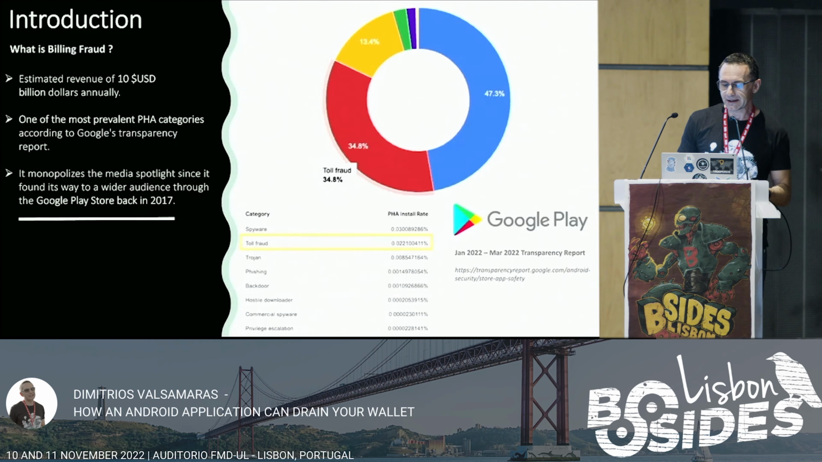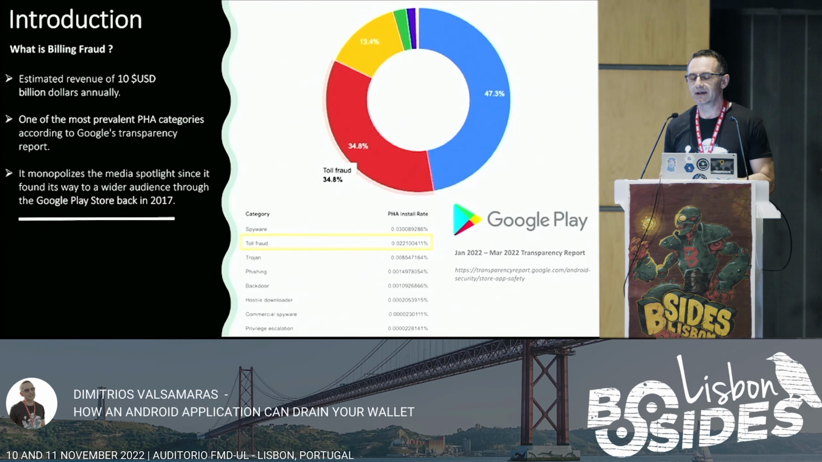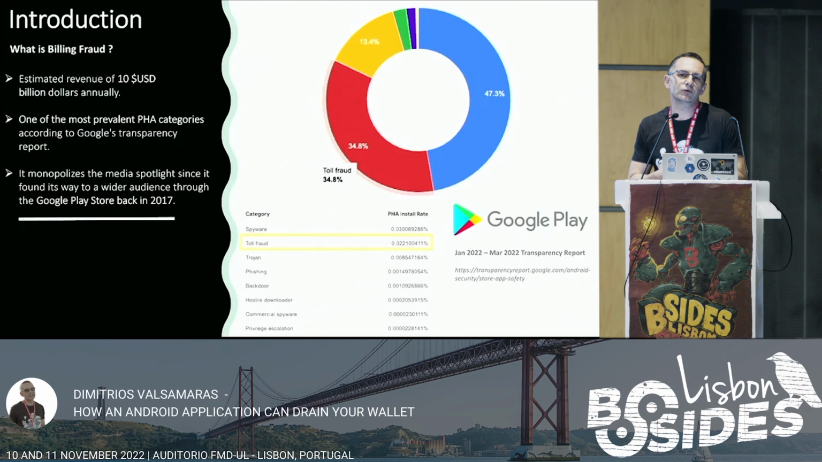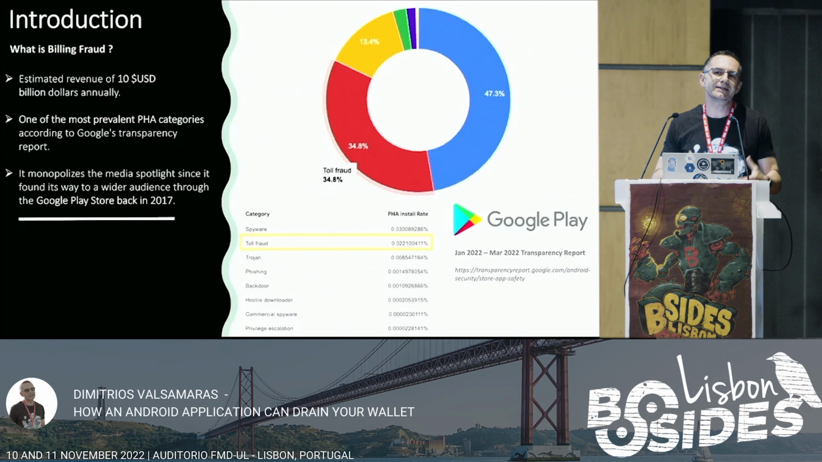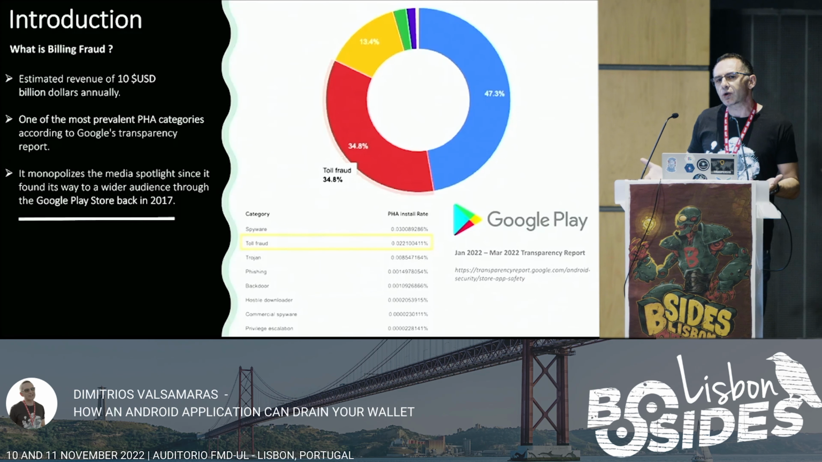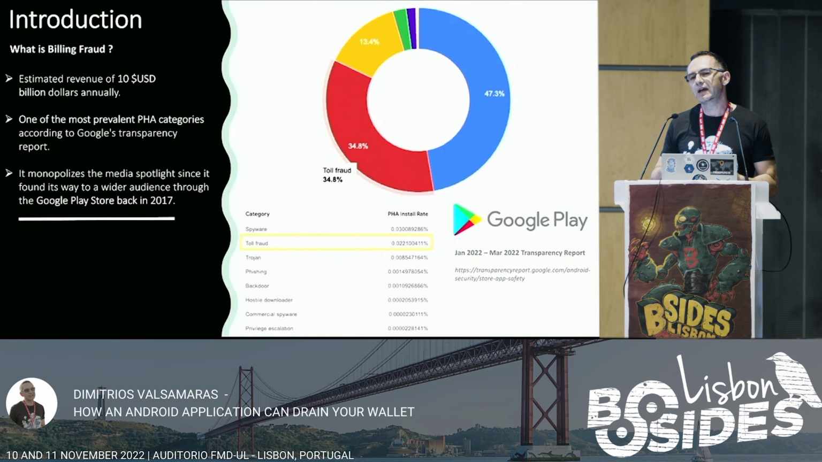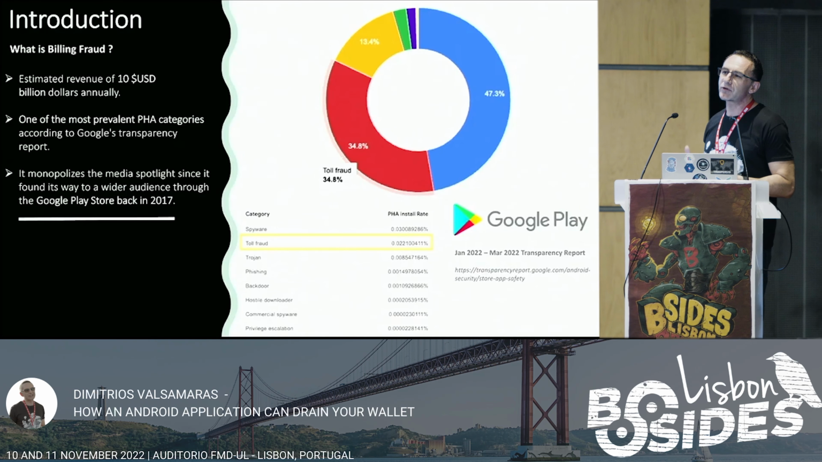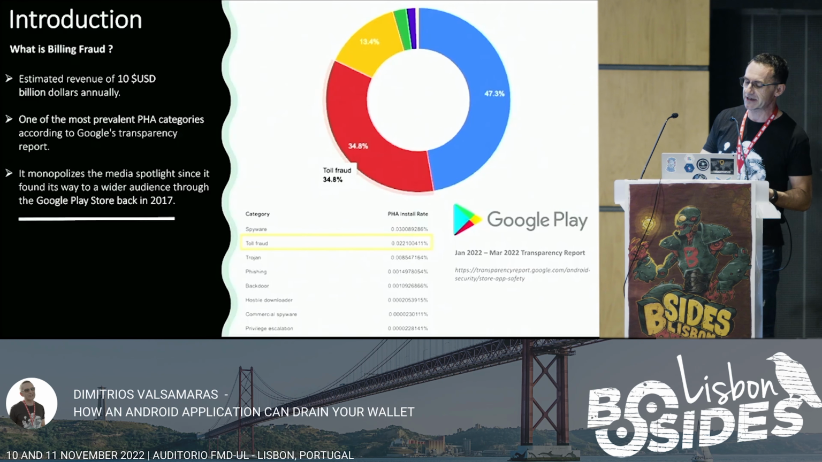Now, before I start explaining how this malware works, let me go through some definitions that we are going to use in the next few slides. The first thing I want to define is what billing fraud is. By billing fraud, we refer to the malware category which contains code that charges the user in an intentionally deceptive way. We have a couple of subcategories of billing fraud: call fraud, SMS fraud, and toll fraud, with the last one being the most interesting one, and the one that we are going to focus on in this presentation.